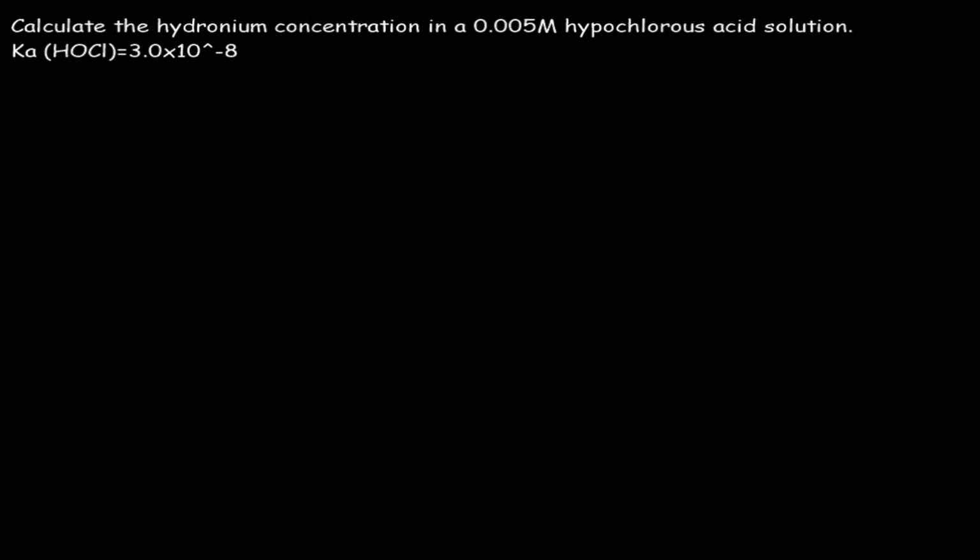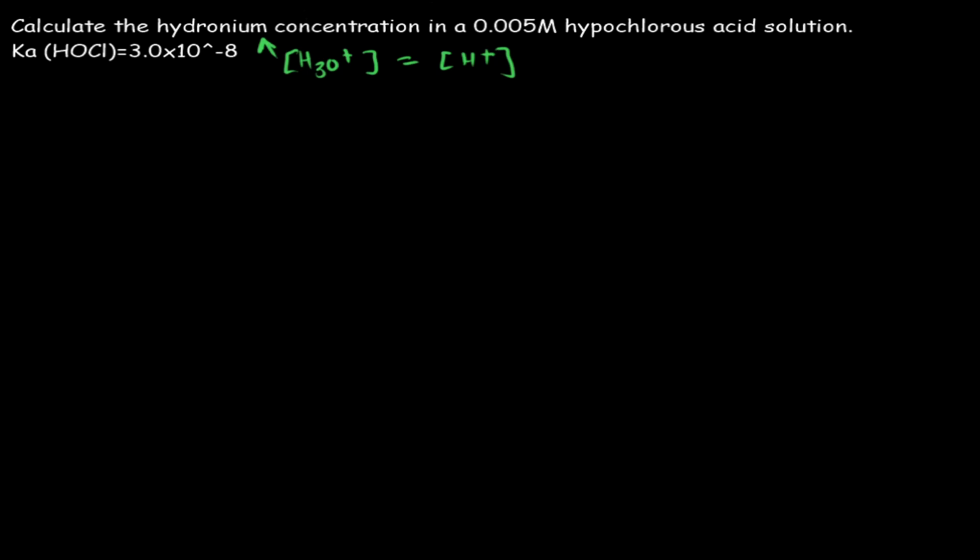Alright, so this is our last question, and I'd like you guys to try it out before I get into it. So the question is, calculate the hydronium concentration in a 0.005 molar hypochlorous acid solution, and it gives us the Ka of the solution. So the hydronium concentration is H3O plus, and that concentration is the same thing as asking us the proton concentration. Okay, and the first thing we want to do is we're looking at the fact that this is a weak acid, and it gives us a Ka of 3 times 10 to the negative 8.